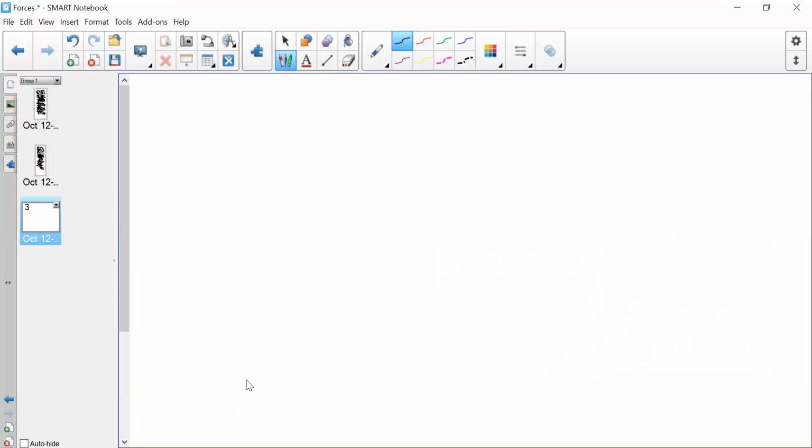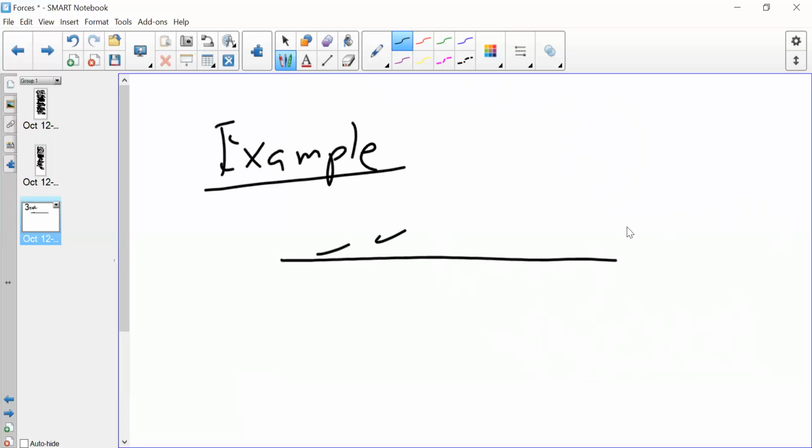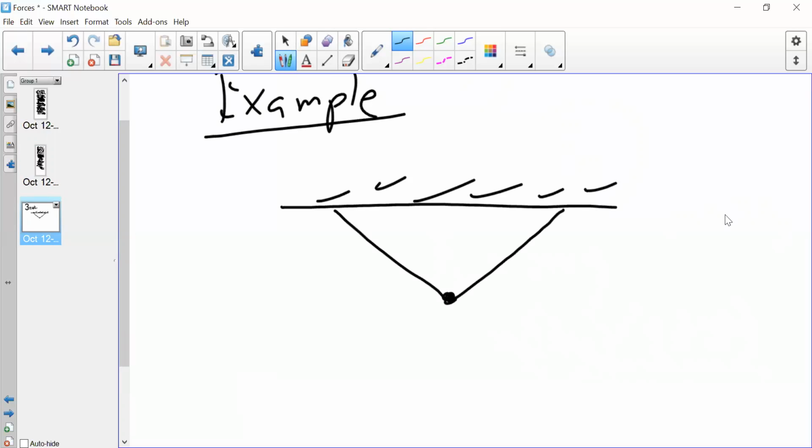Okay, so here's an example of a light fixture being hung on the ceiling by two wires. So I have a situation here. The problem says, find the tension in the two wires that support the 100 Newton light fixture.